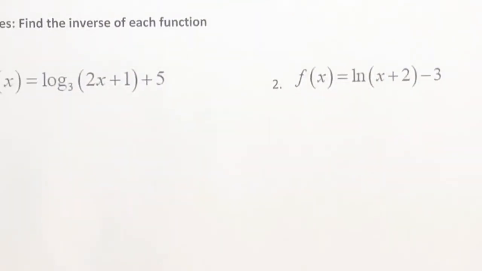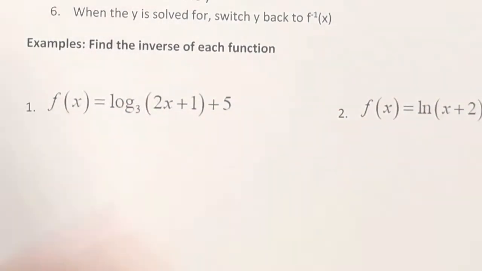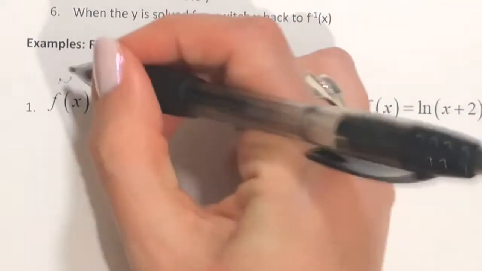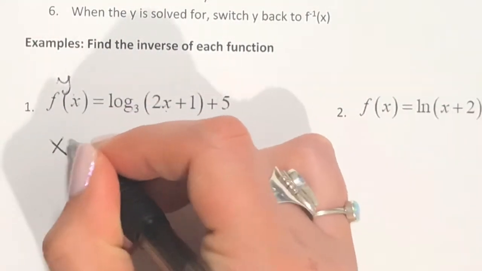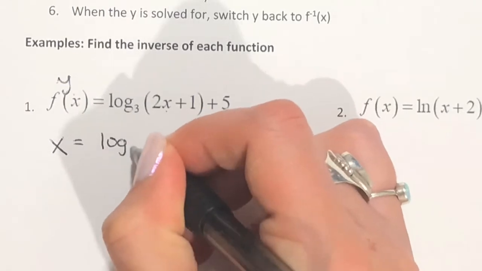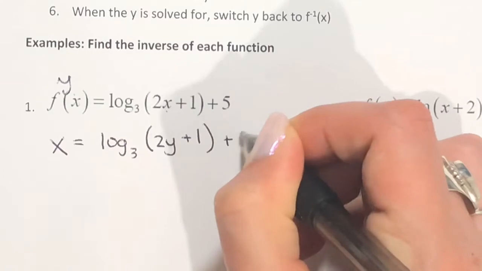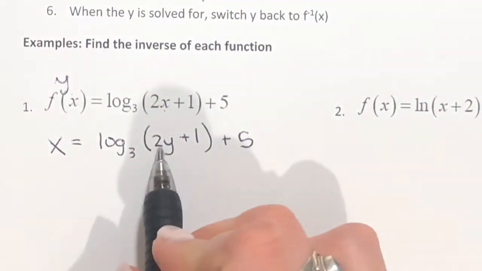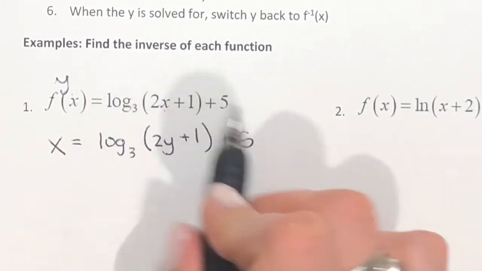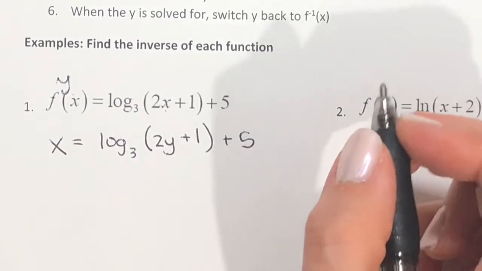Let's jump into some examples. Again, the first thing you're going to do is switch the x and y's. The f of x counts as the y. You can rewrite it as a y if you want, but we're going to switch the places here. So I'm going to write this as x equals log base 3 of 2y plus 1, and then plus 5 on the outside. That's your first step. Now we're going to start solving for y by getting rid of everything around it. We want to isolate it. So remember your order of operations here, and do the steps in the right order.